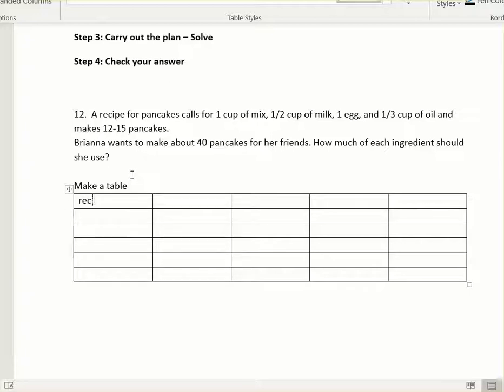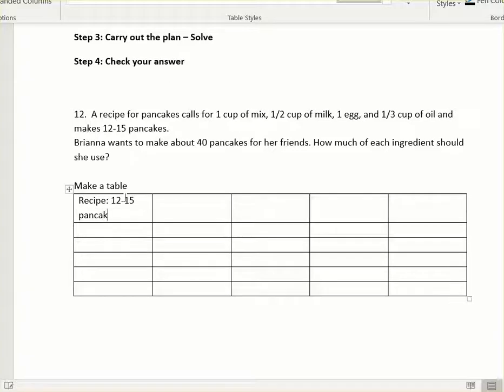All right, so I'll put, you know what, I'll put this is the recipe as it is. So recipe as it is, that is for 12 to 15 pancakes. And for 12 to 15 pancakes, I need 1 cup mix. I'm just going to write it in the table. I need 1/2 cup milk. I need 1 egg and 1/3 cup oil. So I have 1 extra row. Okay, let's double the recipe.